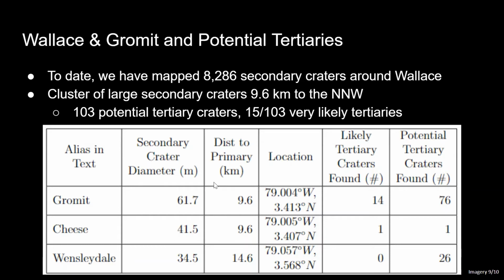These show the diameter of the secondary craters. So Gromit is the largest and Wensleydale is the smallest. Their locations and their distance to the primary. You can note that Wensleydale is outside of that little cluster. It's a bit further away.